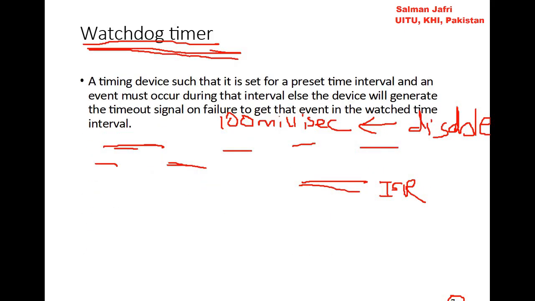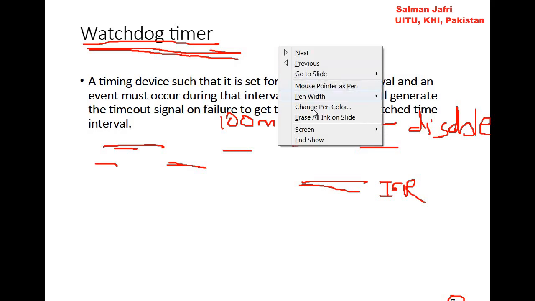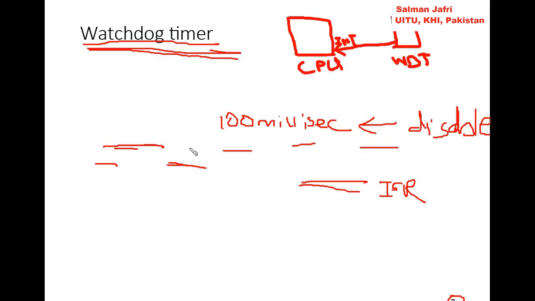A watchdog timer is a timing device that is set for a preset time interval, and an event must occur during that time interval, otherwise the device will generate a timer signal on failure to get that event in the watched time interval. The watchdog timer has many applications. For example, it can be used to debug software. One of the watchdog timer applications has been shown in this figure.